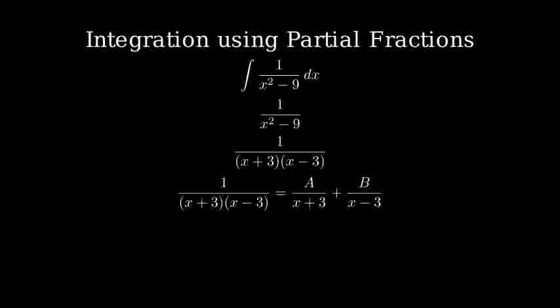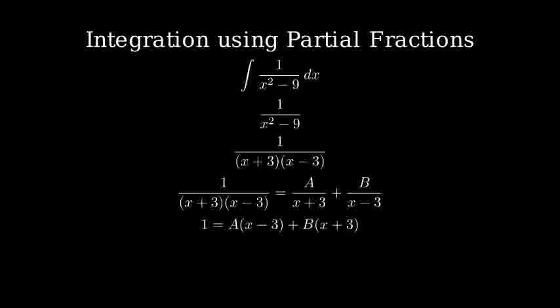To eliminate the denominators, we multiply both sides by the original denominator, x plus 3 times x minus 3. This leads to the equation that 1 equals A times x minus 3 plus B times x plus 3. Now we will solve for A and B.